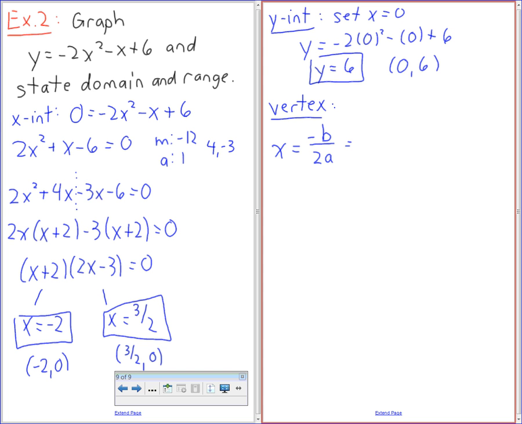Where I get the negative b over 2a from is that it looks like the quadratic formula, right? Negative b plus or minus, and then that part's gone, right? So it's just going to be that part of the quadratic formula. So the b here should be negative 1. So it's negative 1 all over 2 times negative 2. It should be 1 over negative 4. It's negative 1/4.